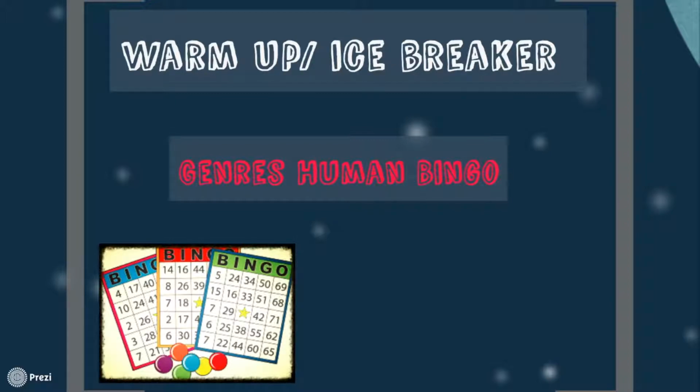Each person's goal is to fill every square on their board with the signature of another student who can answer the square's question. No student can sign another person's board more than once. So if you look at the first square, you will see, can tell you one trait about historical fiction. So you would find one person who can answer that question by telling you one trait about historical fiction. They would sign, and you go to the next person. No one can sign it more than once.